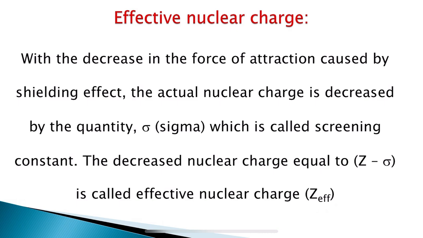The effective nuclear charge, that is Z effective, is defined as the actual nuclear charge minus the screening constant. The actual nuclear charge will always be equal to the atomic number. So the atomic number of the element is nothing but the actual nuclear charge which has been possessed, minus the screening constant. The screening constant is sigma, produced by electrons residing between the nucleus and the outermost shell electrons.